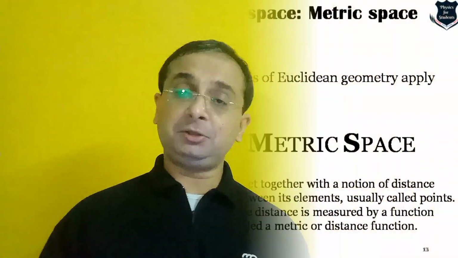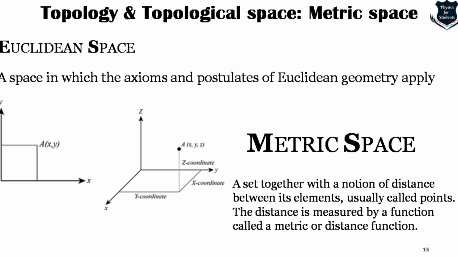So the Euclidean space you can see on the screen is a space in which the axioms and postulates of Euclid's law are true. Metric space you see on the screen is a set together with a notion of distance between its elements, called points. The distance is measured by a function called metric or distance, which is specifically d. Now, if you really want to go back and know more about the definition of metric space, you can go to my video on topology, the second last video which I made, on the fundamental concepts of topology. I have shown it in detail, but as I promised you that I won't be dealing with mathematics in this video, it's just a visual demonstration.